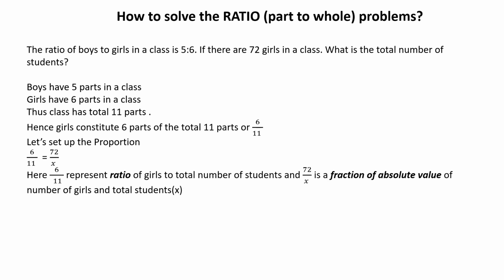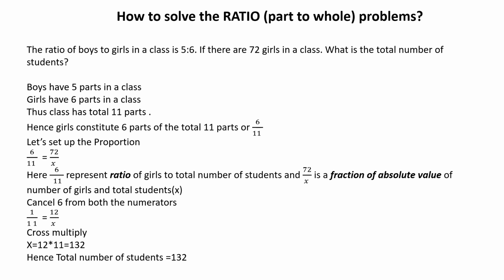Now here 6/11 represents the ratio of girls to the total number of students, and 72/x is the fraction of the absolute value of girls and total students, which is given by the variable x. We will cancel 6 from both the numerators and cross multiply to get the value of x. Hence the total number of students in a class is 132.